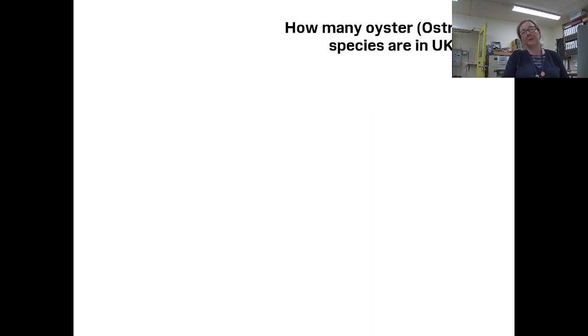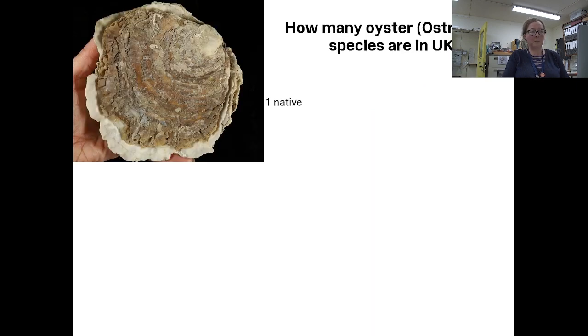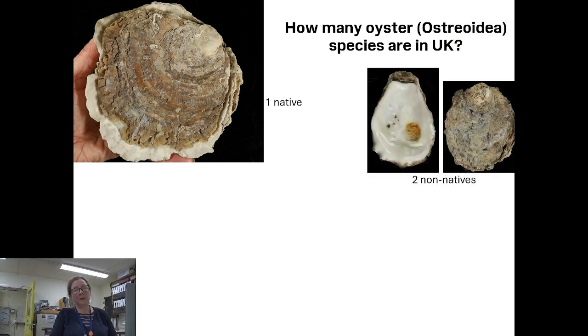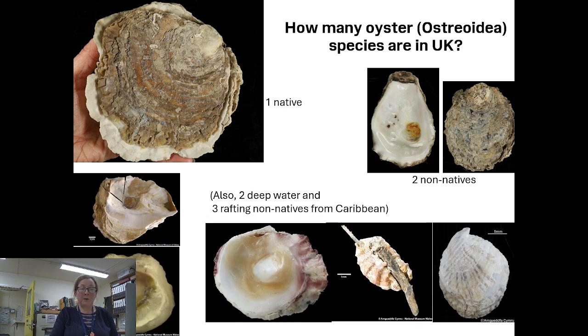But how many oyster species are there in the UK? Well, we only have one native oyster, but there are unfortunately 2 non-natives. And there are also 2 deep water species and 3 rafting non-natives from the Caribbean, but we're not going to talk about the last 2 groups.